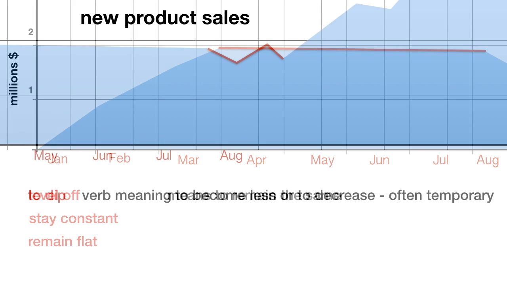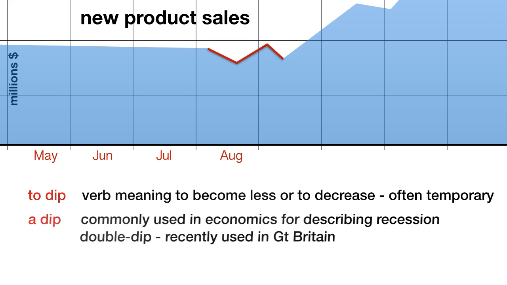Now here's a nice word. As you can see, it's describing a small decrease in this sales. This is a verb and a noun, to dip or a dip. I think it's used quite often to describe a temporary decrease in sales before a recovery.